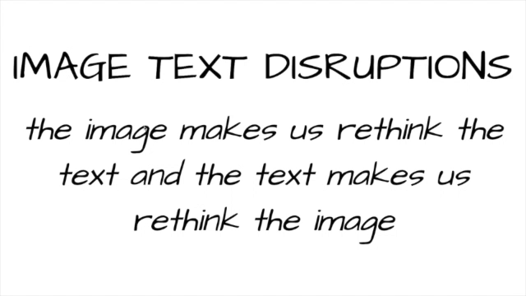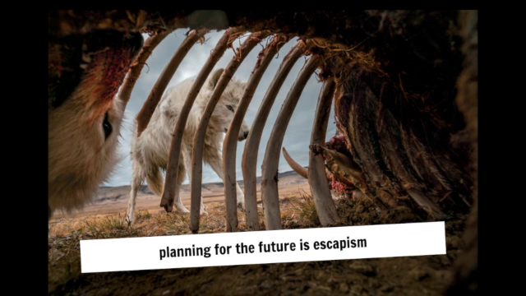Okay, so we're going to create image text disruptions, and I've got a couple of exemplars that I'm going to show you. As we're going through this, I want you to think about: does the text reinforce the photo? Does the text contradict the photo? And how does the text or image work in tension in order to help us rethink the original meaning?